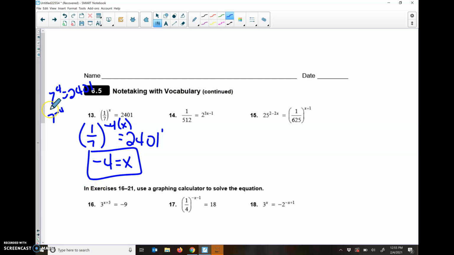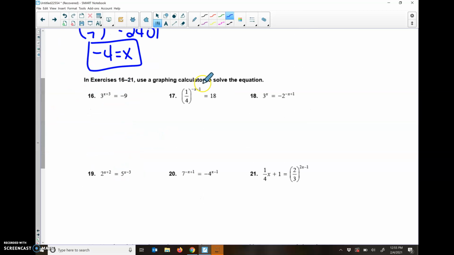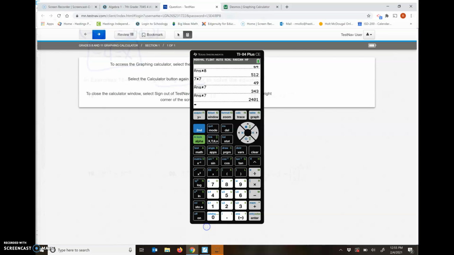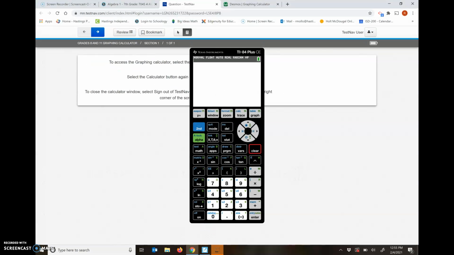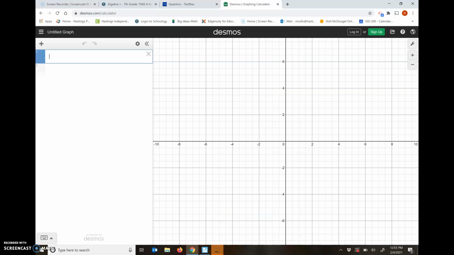Okay? And then some of these, it tells you to use a graphing calculator. So kind of a big hint there that some of these might be a little more difficult. I'm going to start with 17 here to kind of show you what it looks like. So I wouldn't use this graphing calculator just because it's going to be so hard to move around. I would use a Desmos graphing calculator. So I'm going to type that in. Instead of doing 1/4, I'm just going to do 0.25. And it's raised to the negative x minus 1 power.